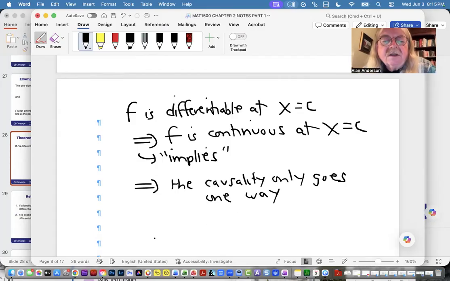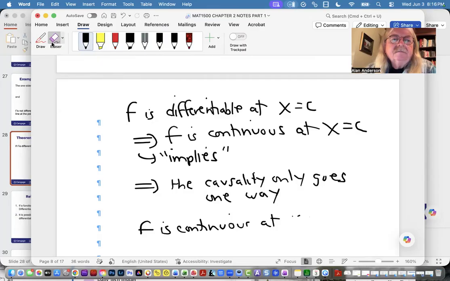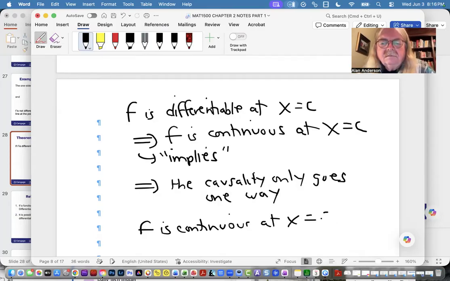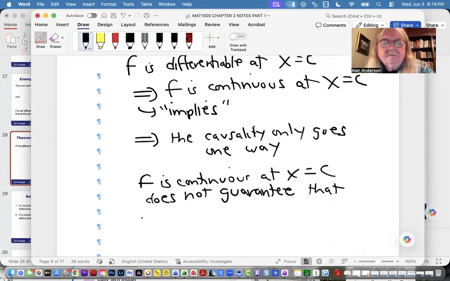it doesn't go the other way. In other words, f is continuous at x equals c does not guarantee that f is differentiable.